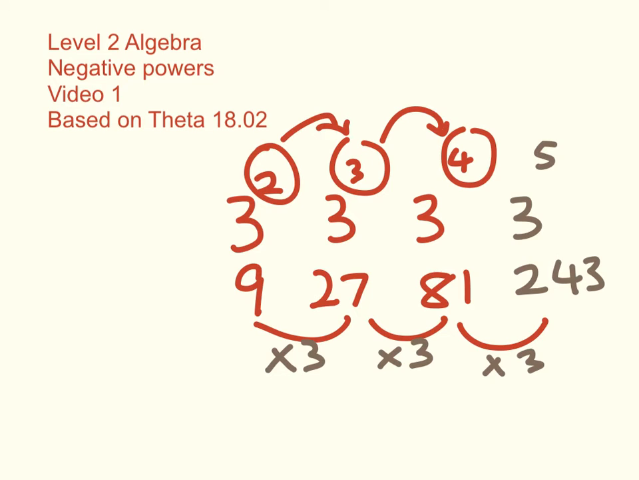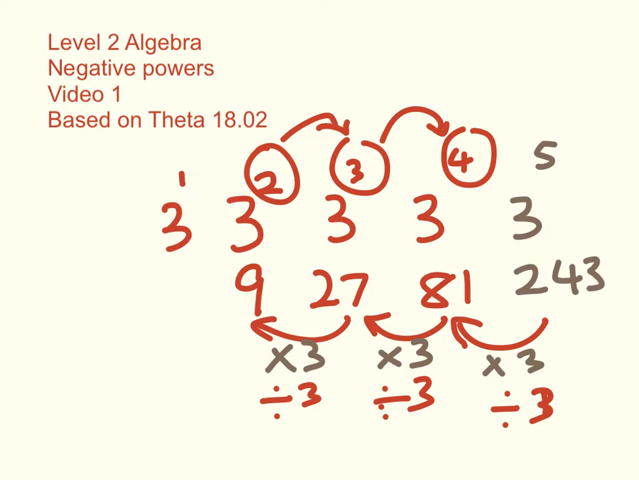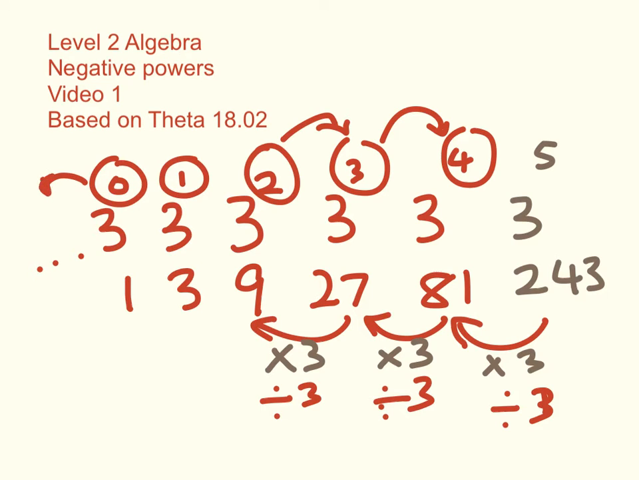So if I now look at going in the other direction, I can see that when I reduce the power, I'm dividing by 3. So what happens as we come down here? Well, we get 3 to the power of 1 is 3. 3 to the power of 0 is 1. But what happens if I just keep on going backwards? So that's one way we can think about negative powers. We're going to look at that a bit more on the next slide.